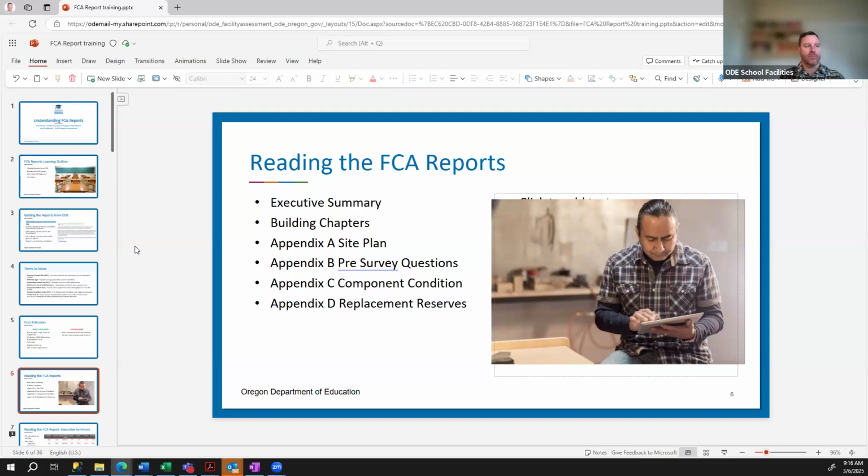And then finally, the replacement reserves, and that's going to be your table that shows the individual system, the remaining useful life, and the cost. The year the cost is going to be attributed to. So the year that it essentially expires will be in that replacement reserves.